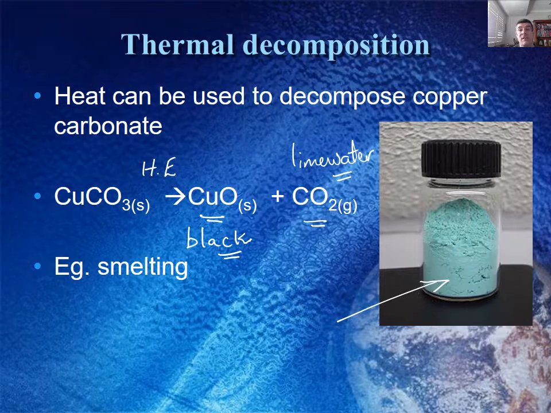There are a number of different examples of thermal decomposition reactions. Smelting is another one. It's often used with the addition of heat into, say, a metallic sulfide or a metallic oxide. Sometimes the presence of carbon can help to draw out the oxygen and reduce the compound back to its constituent metal.